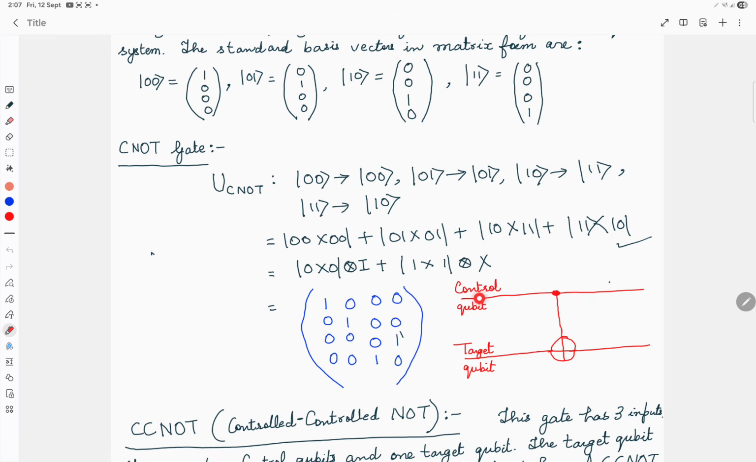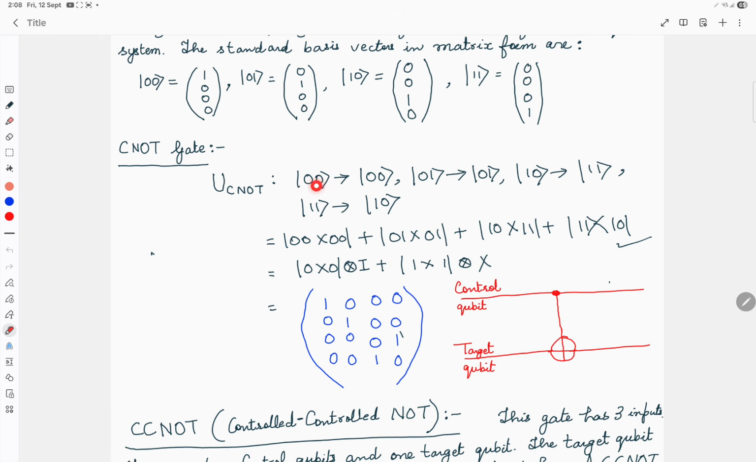Now a C0 gate will have two qubits, one is the control qubit and the other is the target qubit. If the control qubit is 0, the target qubit will have no action at the output, but when the control qubit is 1, the target qubit will be flipped. We will get the flipped version of the target qubit at the output. So that's exactly what is being shown here.